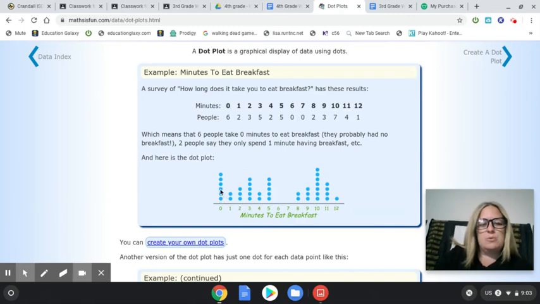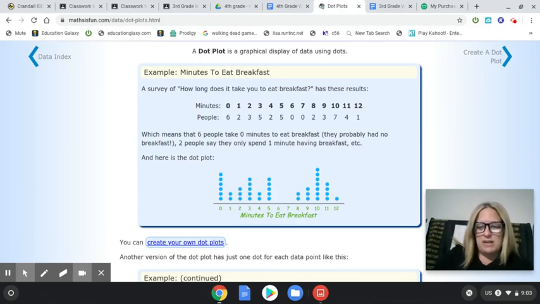1, 2, 3, 4, 5, 6, 7, 8, 9, 10, 11, 12, 13, 14, 15, 16, 17, 18, 19, 20, 21, 22, 23. So the answer to that question would be 23, not just 23, 23 people, because the dots represent people. So that is my explanation of dot plots.